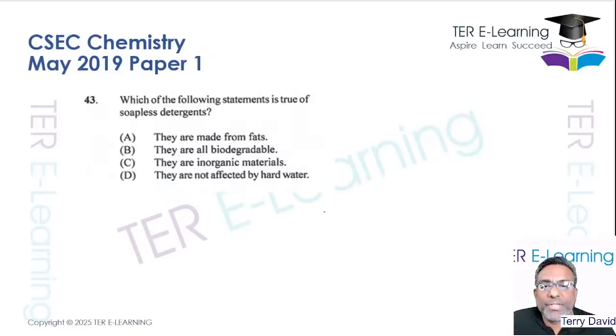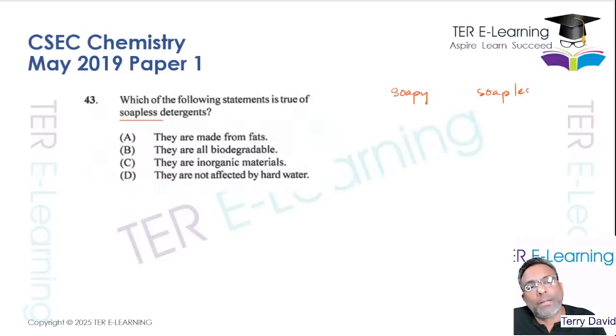Now they have different versions of this question. So we're talking about soapless detergents, right? So remember, when it comes to detergents, we have what we call soapy and we have soapless. Now, soapy detergents are manufactured from fats and oils. In the case of soapless, they are formed from petroleum.